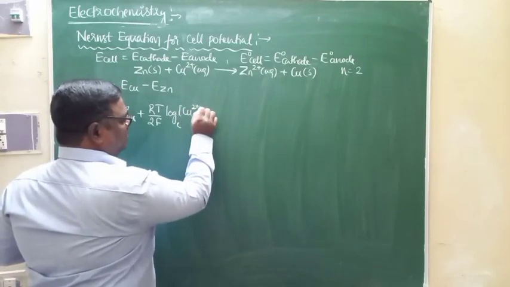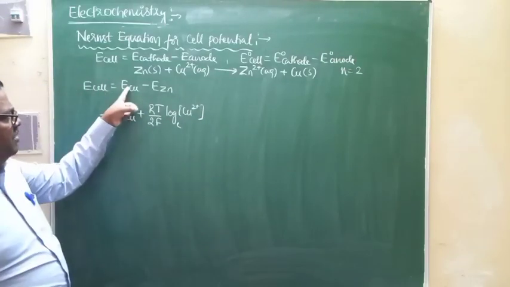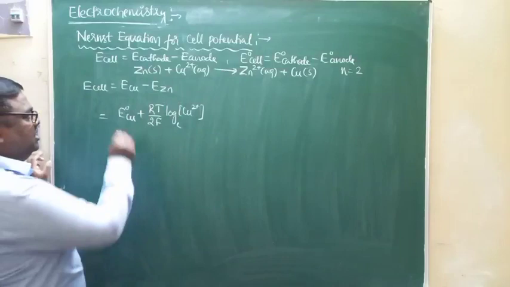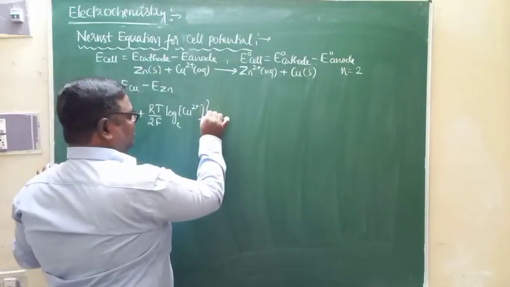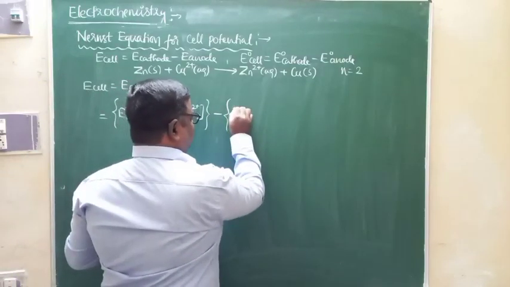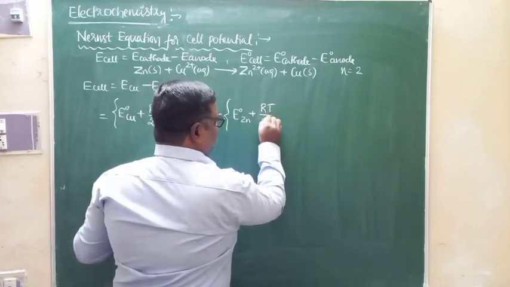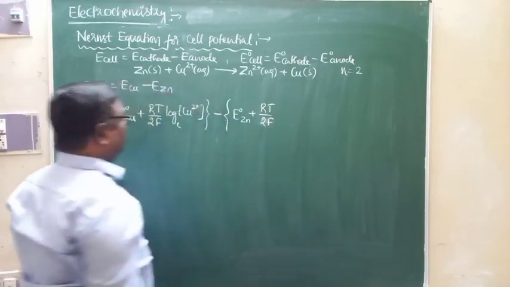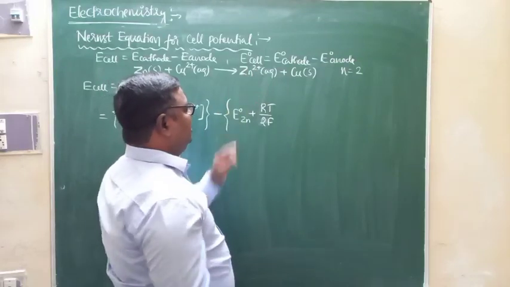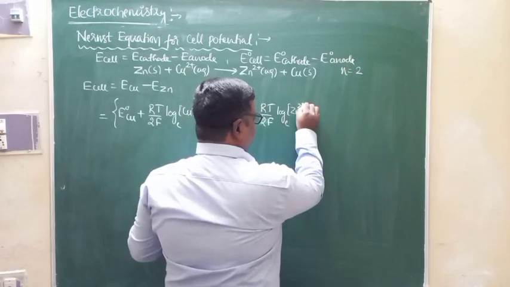This is what we call the expression for electrode potential E of copper. E of copper is replaced by E naught of copper plus RT by 2F log to the base e of the concentration of copper ions. This is the cathode, and this is minus the anode. Since the anode is zinc, the minus term becomes E naught of zinc plus RT by 2F, once again RT by 2F, because the number of electrons lost by one atom of zinc is 2, or you can say the charge of the zinc ion is 2, and of course log to the base e of the concentration of Zn 2+ ions.